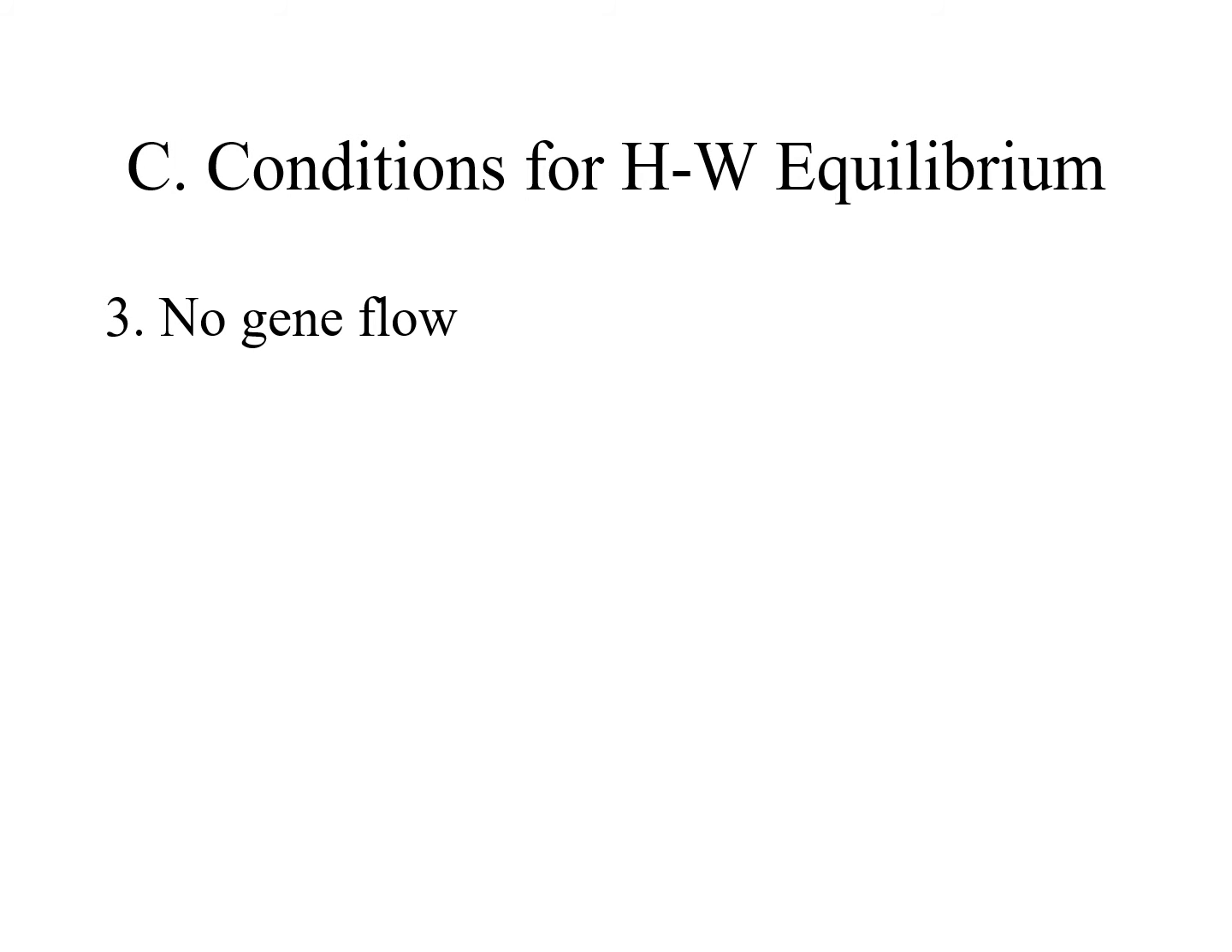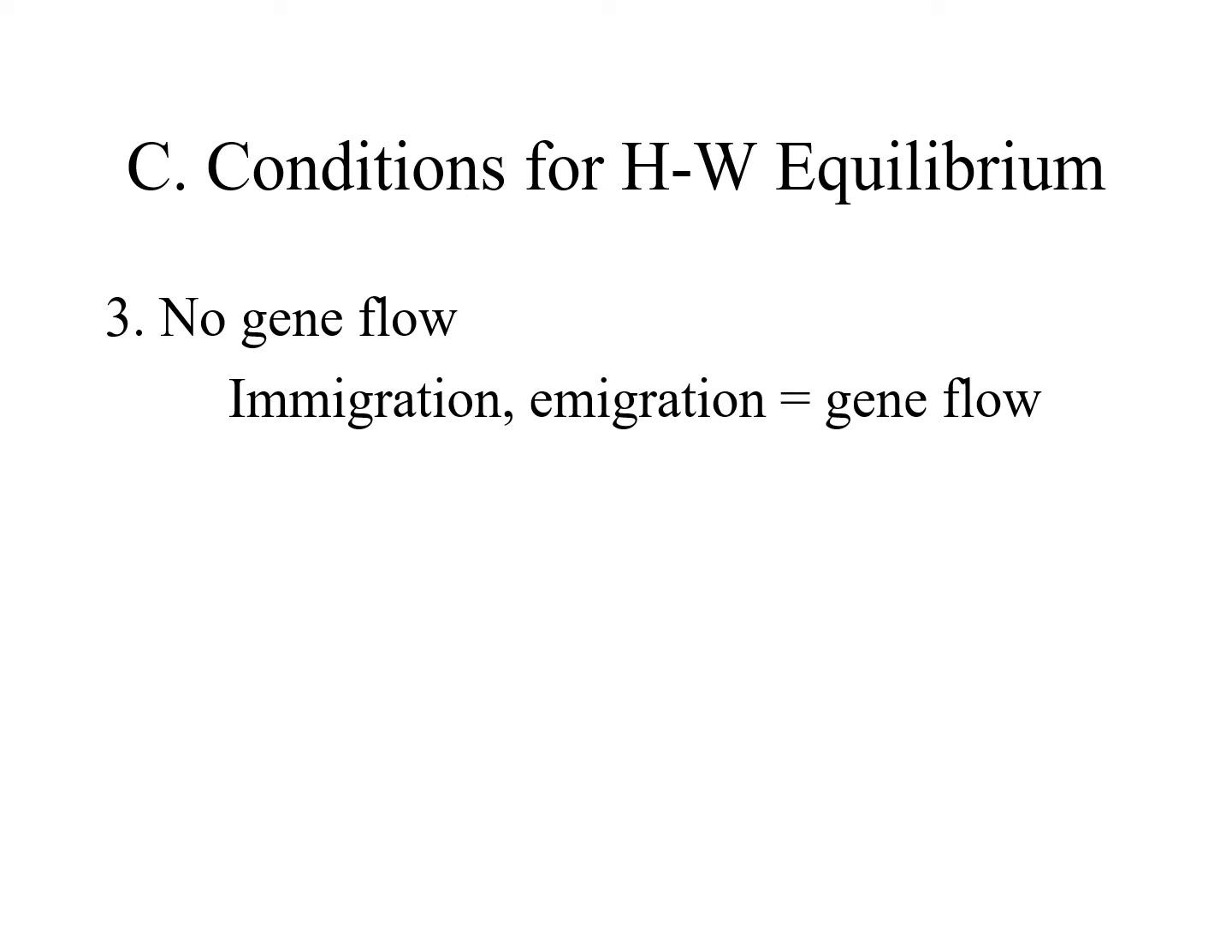Third condition, can't have gene flow. Can't have genes flowing in and out of the population. So what we're talking about here is immigration and emigration. If you have individuals joining a population, new genes are flowing in. If you have individuals leaving the population to go somewhere else, genes are flowing out. So gene flow can cause disequilibrium, can cause the makeup of the population to change.